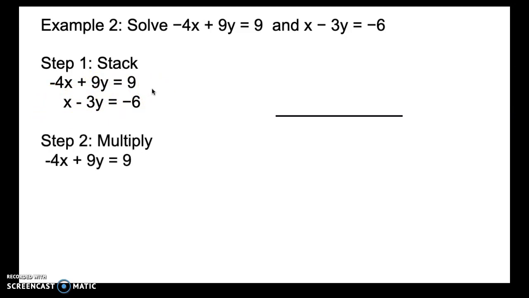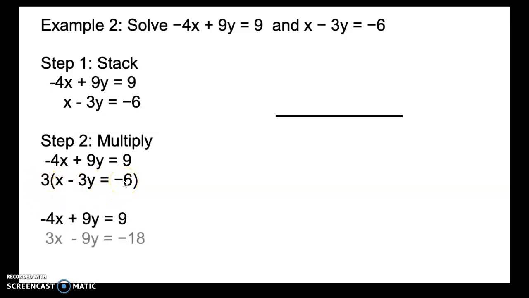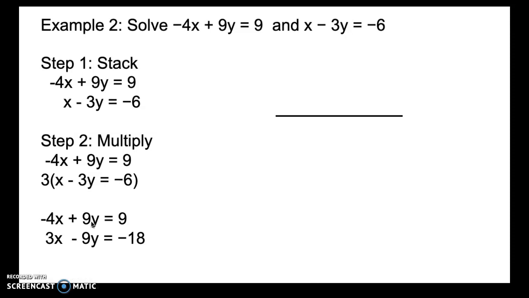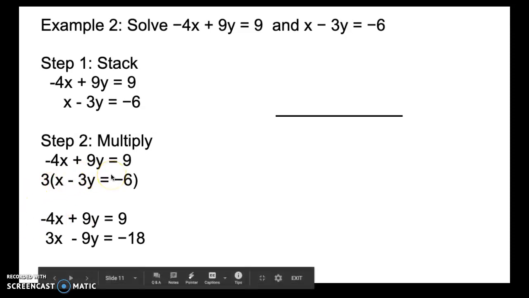So I'm going to set this up so I multiply my bottom equation by 3. Now it's really, really important here that you know you have to multiply each of your terms by 3. So 3 times x gives me 3x, 3 times negative 3 equals negative 9y, and 3 times negative 6 is negative 18. So there is my new system of equations. As long as you multiply every term in that equation, you're not actually changing the equation.